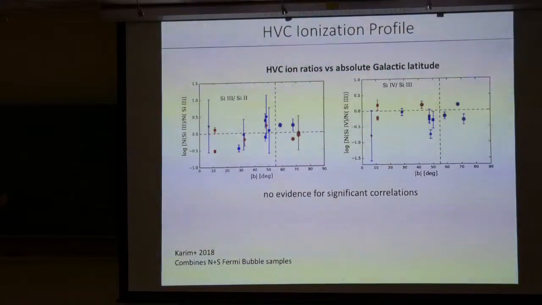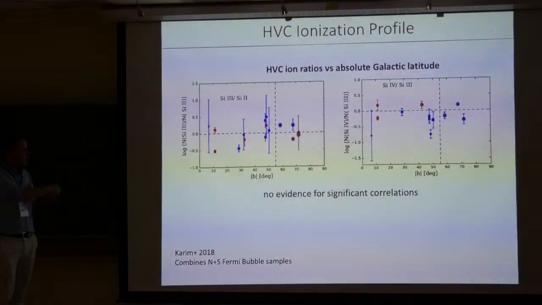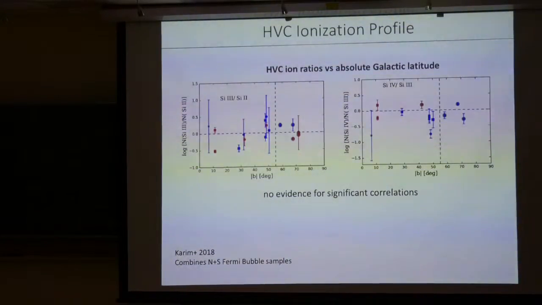Now, we also looked at the ionization as a function of latitude, and this is less clear. There are no obvious trends here at all. We can look at ratios like silicon 3 to silicon 2, silicon 4 to silicon 3, and measure how those ratios that we get from the UV lines depend on latitude. There's no evidence here for correlation. It could just be that there isn't time for the gas to cool or to really change its ionization state. And we think it's only a few megayears, and I'll get to the age in a second, for the time scale of this outflow. So it may be that in that short time scale, we wouldn't expect these ionization levels to change much. But in any case, the observed ionization is pretty flat with latitude, both in the north and the south.